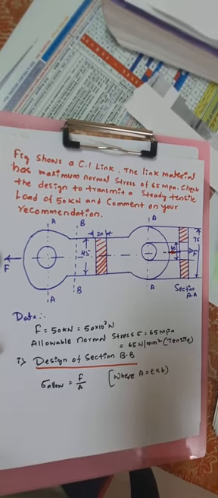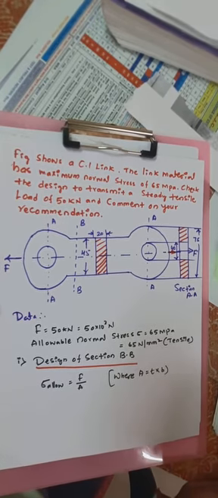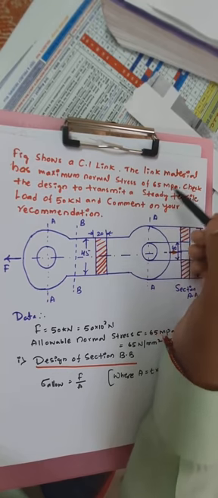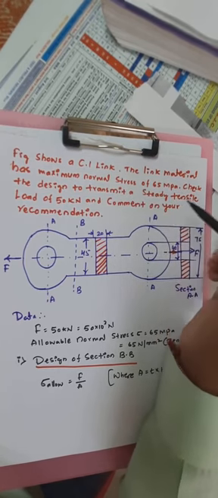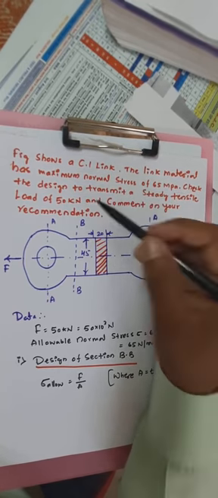Okay, we'll discuss one more very important problem. It is a repeated VTU examination problem. The figure shows a cast iron link. The link material has a maximum normal stress of 65 MPa. Check the design to transmit a steady tensile load of 50 kilonewton and comment on your recommendation.